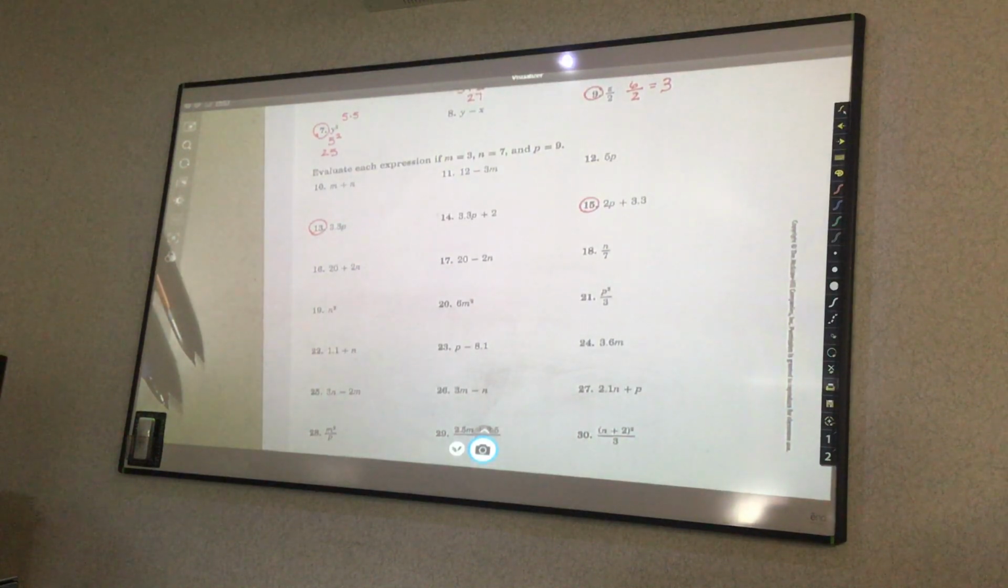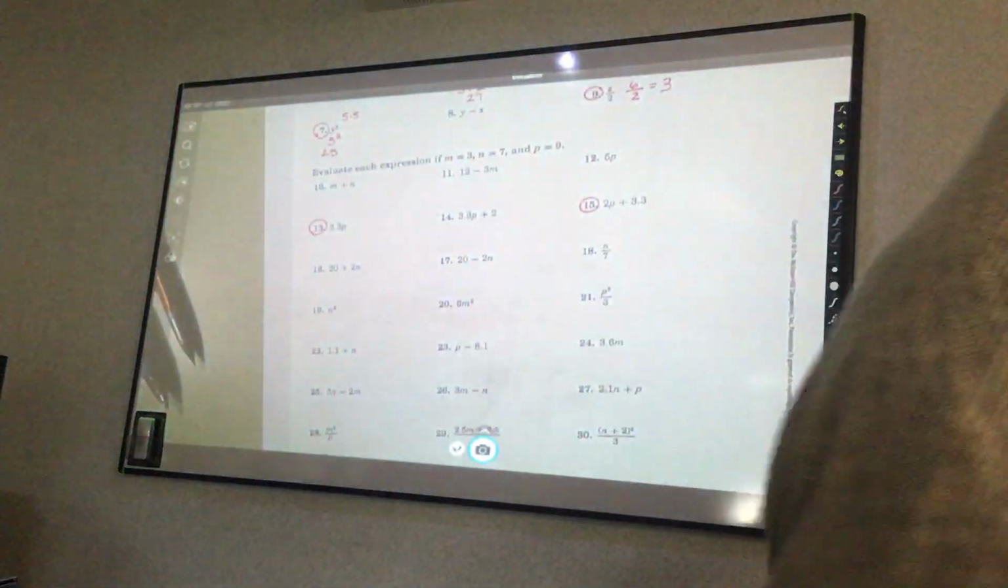Multiplication chart. You don't have a picture of it? I deleted that by accident. Oops.